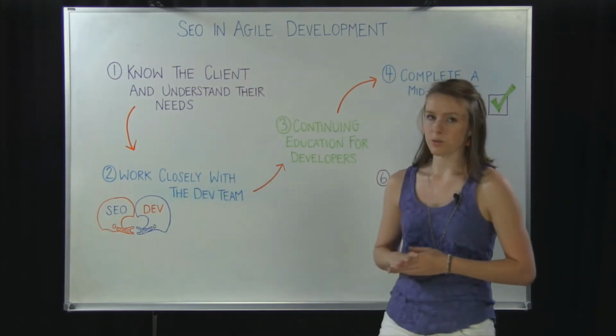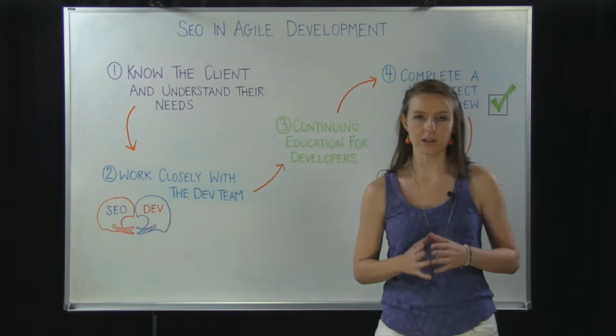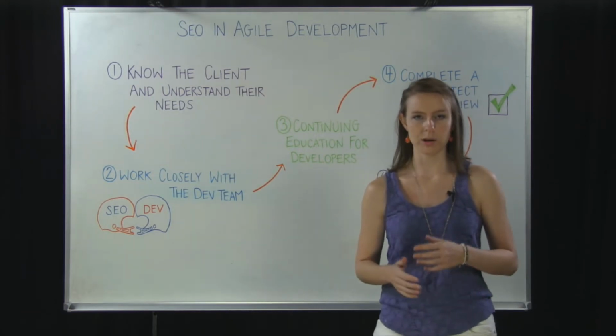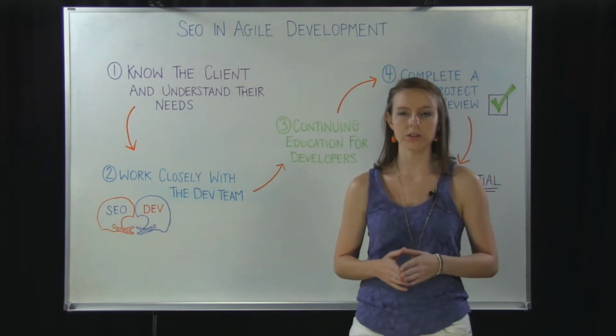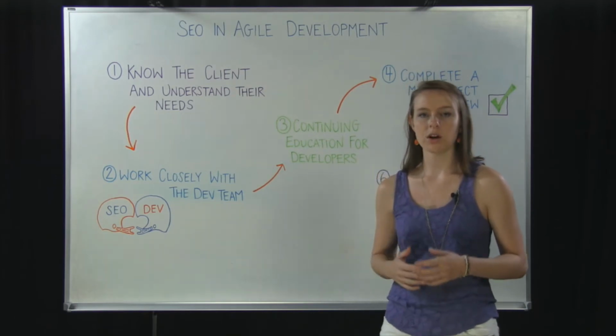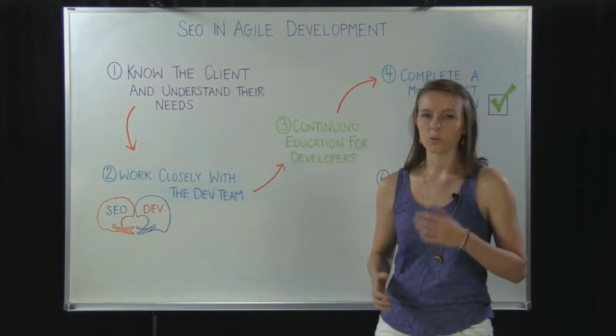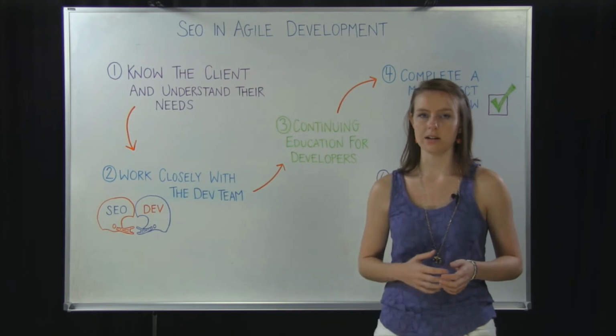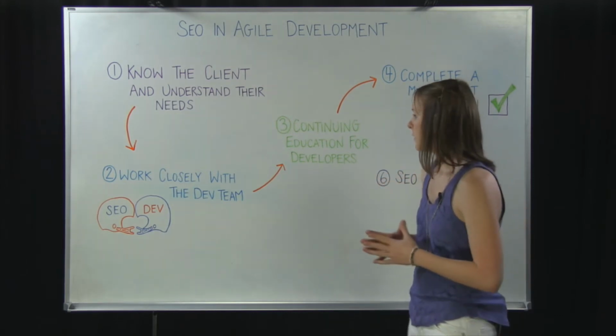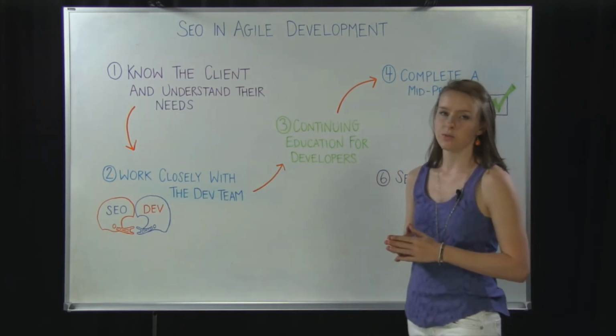Second, you want to work closely with that development team. Having regular meetings with them will help you have an organic conversation about their progress, what they're working on now, and what's coming up next for them. When you're having those conversations, you can help, roll with the punches and help them as needed as much as possible. These meetings also help with continuing education for developers.